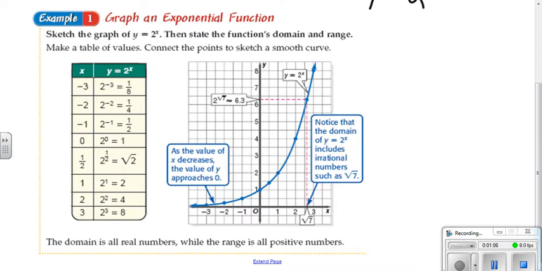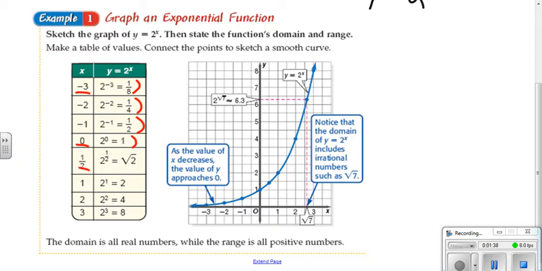We'll just plug in some values. When x is negative 3, remember that negative value means we're going to flip it to the reciprocal. So 2 to the third power is 8, but because it's negative 3, we have to flip it. Instead of 8 over 1, it's 1 over 8. Do the same thing with negative 2. 2 to the 2 is 4, but because it's negative, we flip it. So instead of 4 to the 1, it's 1 over 4, and then negative 1 gives 1 over 2. At 0, anything to the 0th power is just 1, so we'll say it's 1.